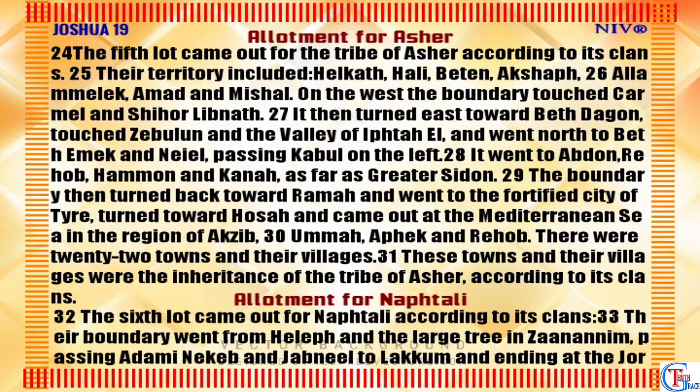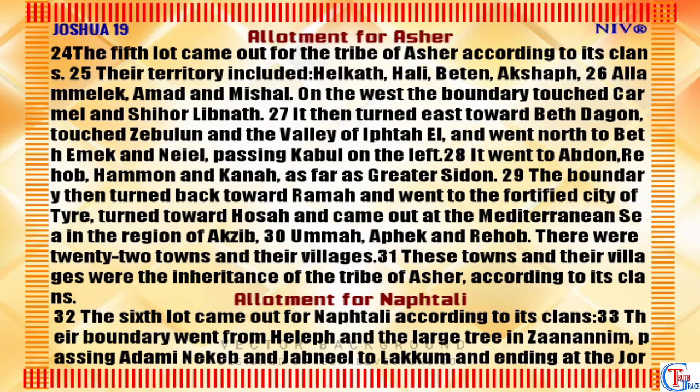It went to Abdon, Rehob, Hammon, and Cana as far as Greater Sidon. The boundary then turned back toward Ramah and went to the fortified city of Tyre, turned toward Hosa, and came out at the Mediterranean Sea in the region of Akzib, Ummah, Aphek, and Rehob. There were 22 towns and their villages. These towns and their villages were the inheritance of the tribe of Asher according to its clans.